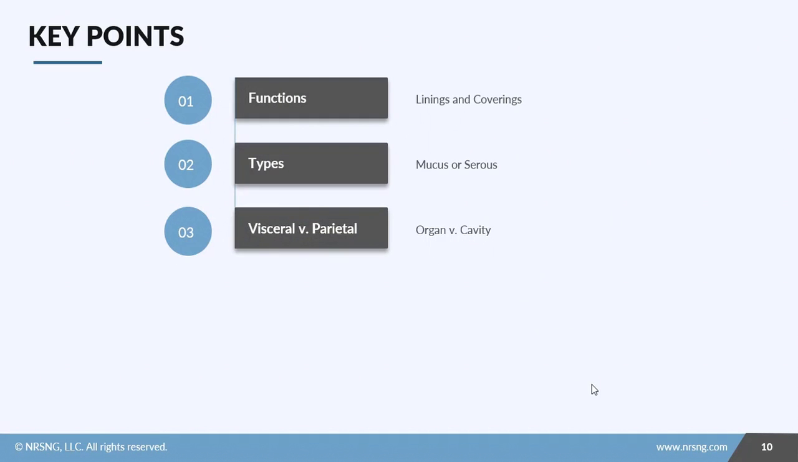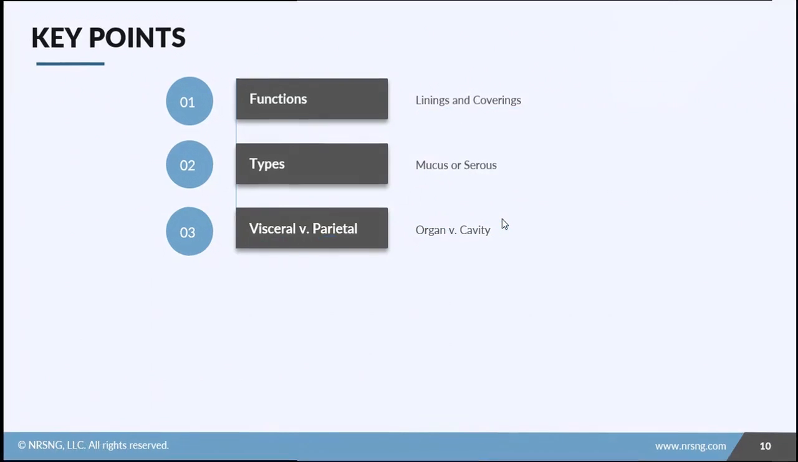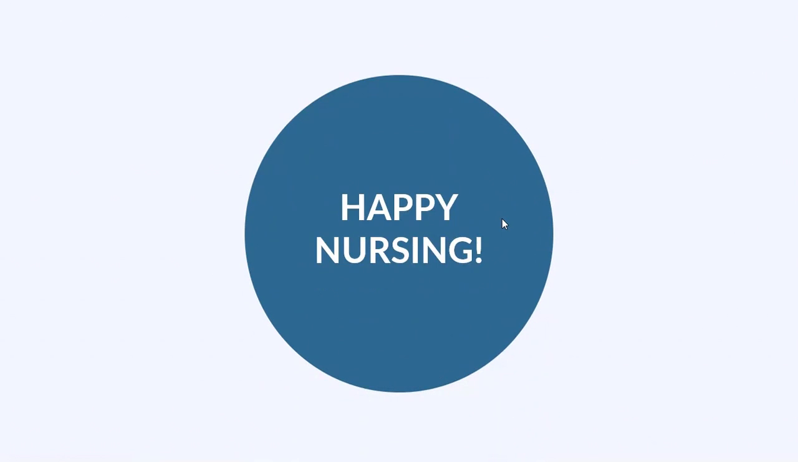So make sure that you know that membranes serve to line and cover our cavities and organs. There's two main types, mucous and serous. Mucous is a mucousy secretion, serous is watery. And then remember that serous membranes are either visceral or parietal, depending on whether they cover an organ or line a cavity. So that's it for our lesson on membranes.